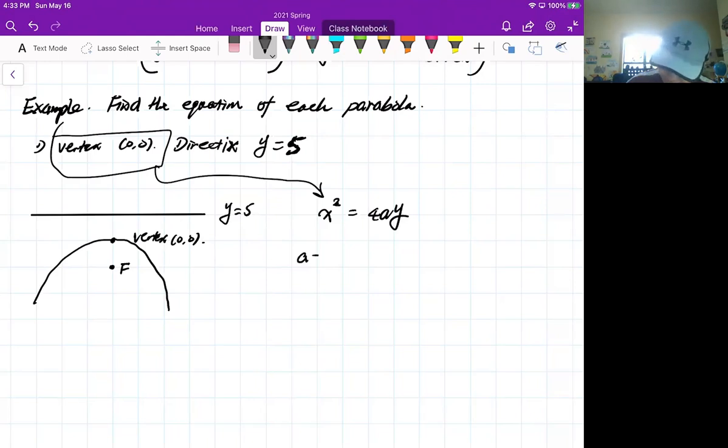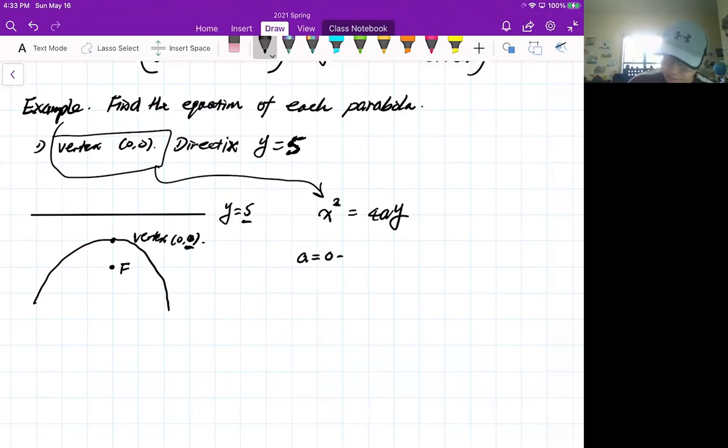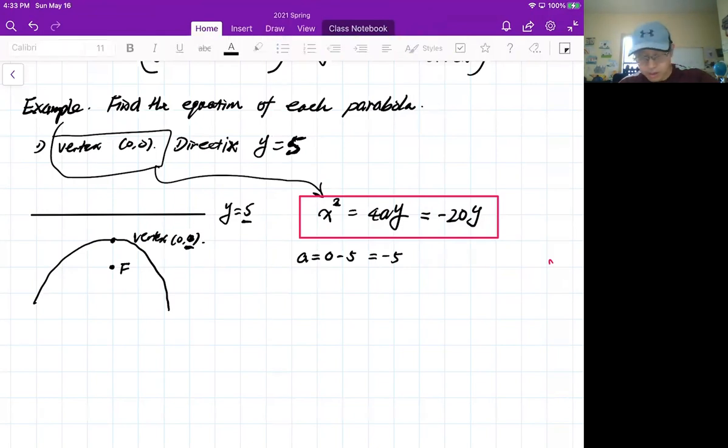So how do I get A here? A is just 0 minus 5, that's equal to 5. And it's negative. Negative just means that it opens downward. So 4 times 5 is 20, so it's negative 20y. There's no square on the y here. So this is my equation. Everything's good, right? So this is the first one. So far so good. That's a warming up.